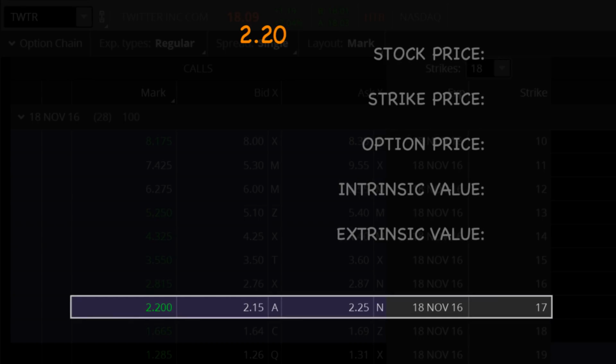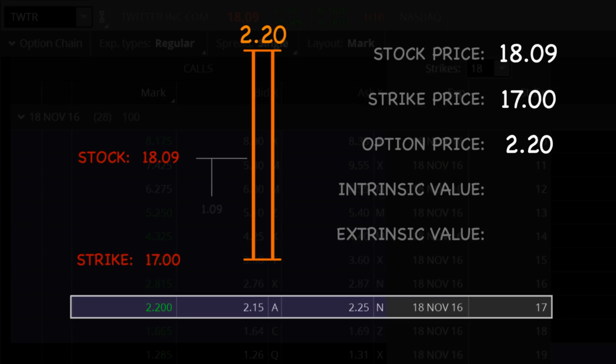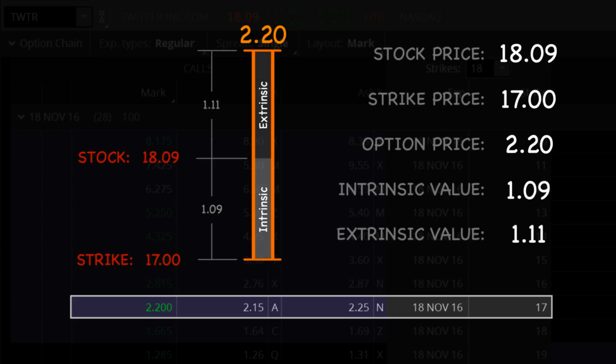The price of this option is $220, and the current stock price is $18.09. So this 17-strike call option is $1.09 in the money. So its intrinsic value is $1.09. And the extrinsic value is just whatever is left over. So in this case, the extrinsic value is $1.11. And remember, at the expiration date, there will be no extrinsic value left on the options. The value of this option at expiration will be whatever its intrinsic value is.